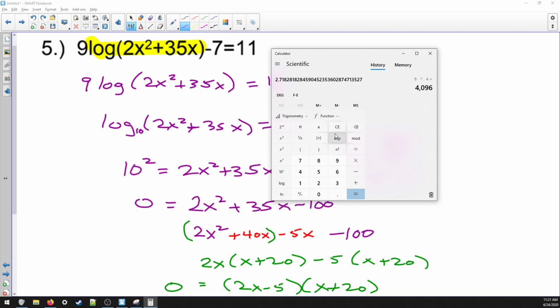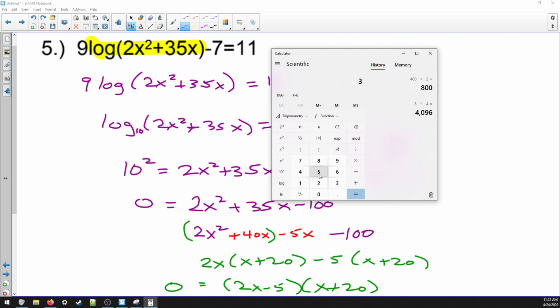So I'm going to plug in negative 20. We're going to do 2 times negative 20 squared. Let's try that again. Negative 20 times negative 20 is 400, times 2 equals 800, and then I'm going to subtract from that 35 times 20. That's not right either. This is not my usual calculator, so let's try this again.